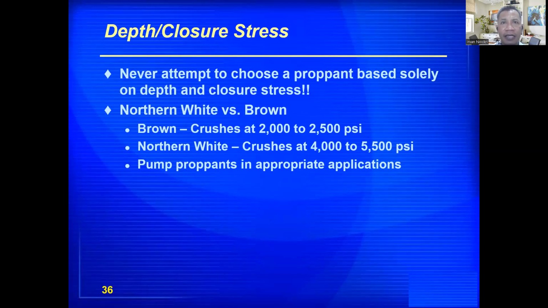I can say this next one enough: never attempt to choose a proppant based solely on depth and closure stress. You have Northern White sand like Jordan, St. Peter's, St. Simons that want to work. Brown sands are typically in the Hickory, Brady, look at the river deposit. The Northern Whites begin to crush at 4 to 5,000 pounds, but the Browns typically begin to crush at less than half of that, what we see in many cases today. You are actually pumping sand where it is not supposed to be.